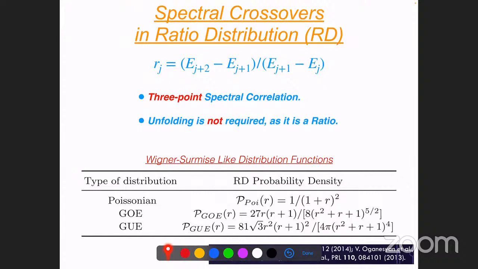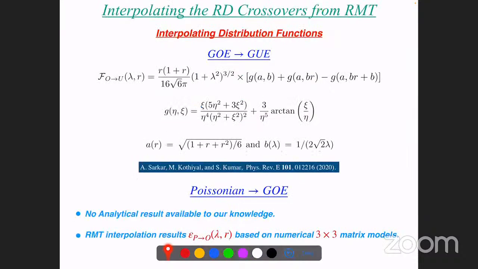We have also studied similar crossovers in 3-point spectral correlation, which is a ratio distribution initially proposed by Hughes and co-workers, which is basically the ratio of two consecutive level spacings. And there, you don't require unfolding because it's already the ratio, so everything cancels out. And you have these Wigner-Surmise-like results from the references shown here, which have a one-to-one correspondence to the Wigner-Surmise results in the case of the level spacing distribution.